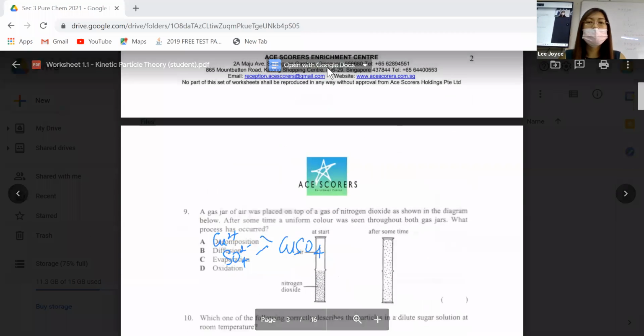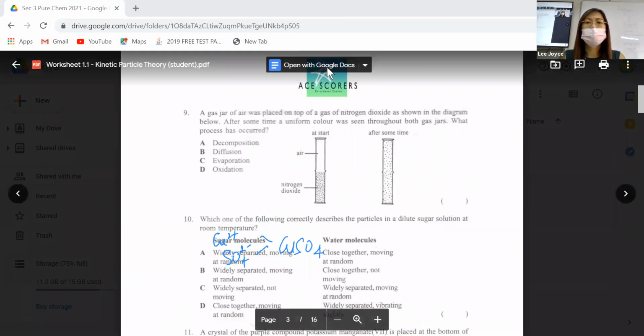Okay, move on. Do we do 9? I don't think so. What is your answer for 9? So obviously the process will be diffusion. Simple. Remember, diffusion will only happen in the liquid or the gaseous state. Okay, what about 10? We'll stop at 10. What do you think is the answer?